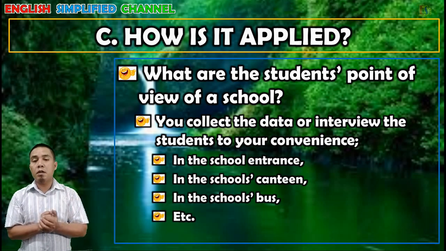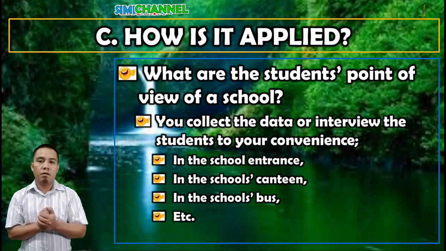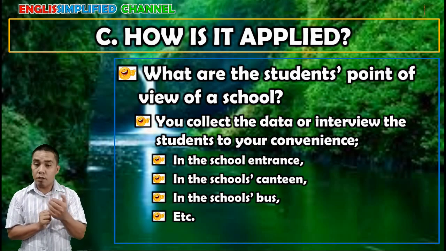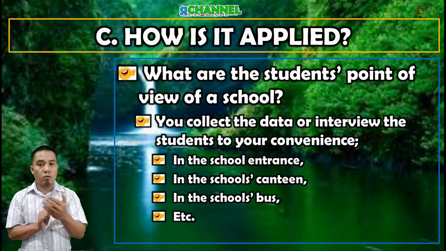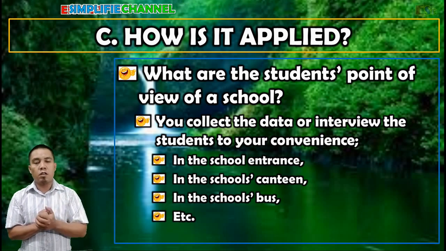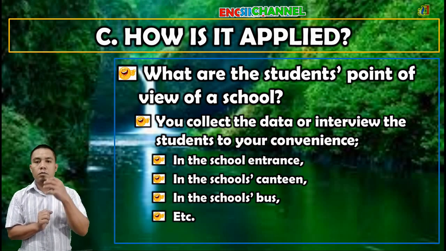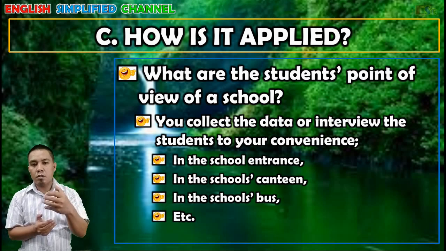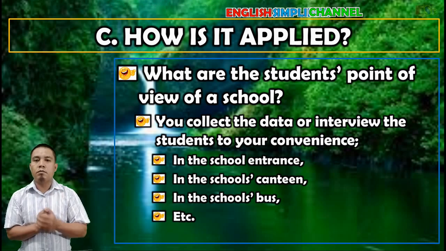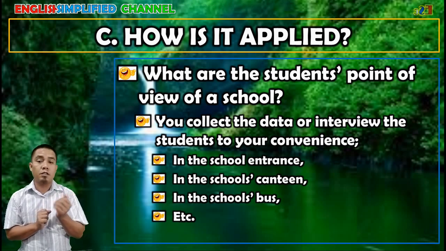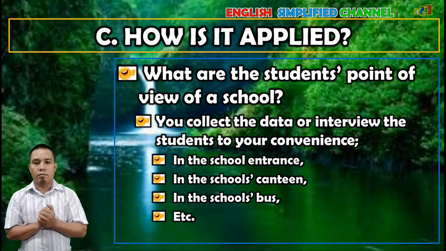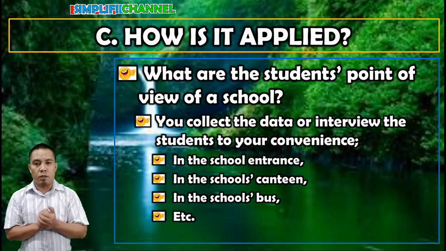Well, this type of sampling technique is very simple, cheap, and convenient to you as the researcher. But the disadvantage of this technique is that the result is biased. It means we cannot say that the sample represents the population. And that's it. This is one type of non-probability sampling. So, that is convenience sampling.